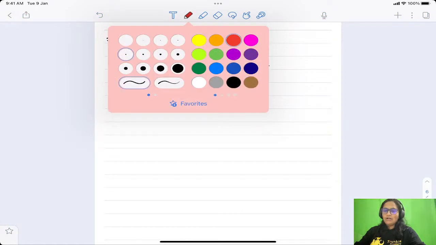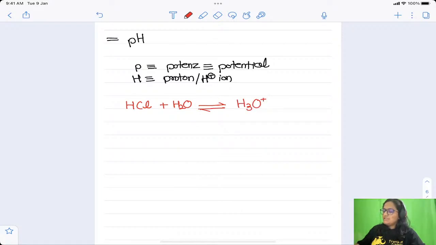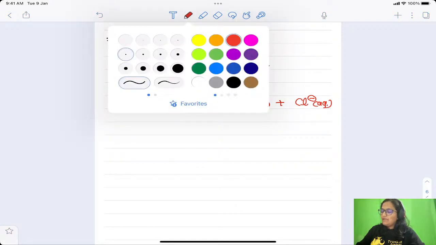Now before explaining the pH, I will just explain some other things to you. Consider that HCl is the acid. We know that when we dissolve it in water, we get H3O plus, or instead of H3O plus we can write H plus aqueous also, and Cl minus aqueous ion.